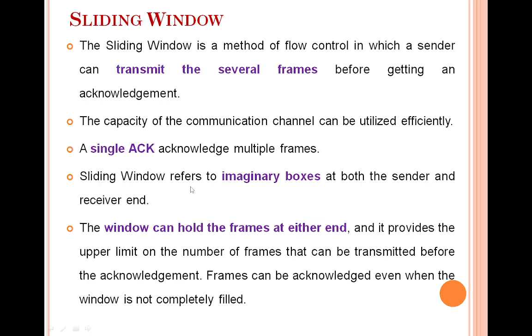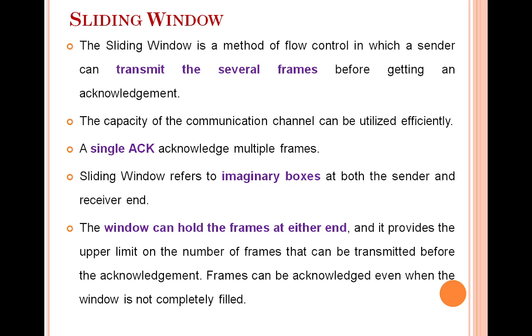Sliding window, we can call it an imaginary window, so we cannot view it, but an internal process happens based on that imaginary box. That imaginary box is flexible in size. It may shrink or it may expand. When it shrinks and when it expands will vary with respect to either the sender side or the receiver side.